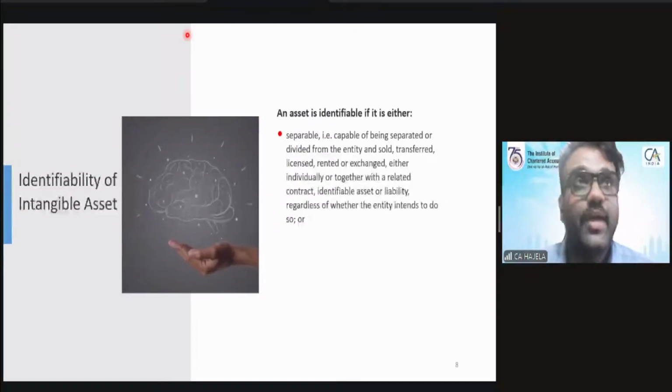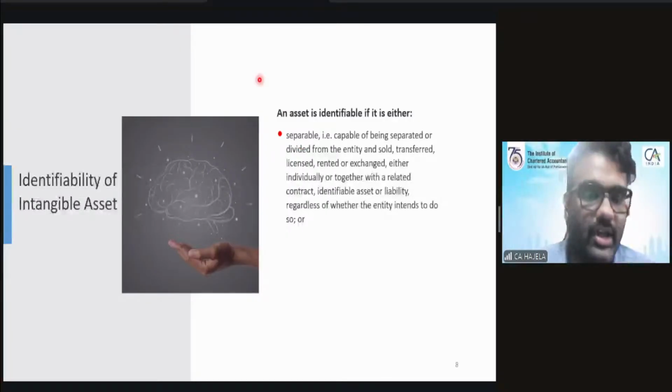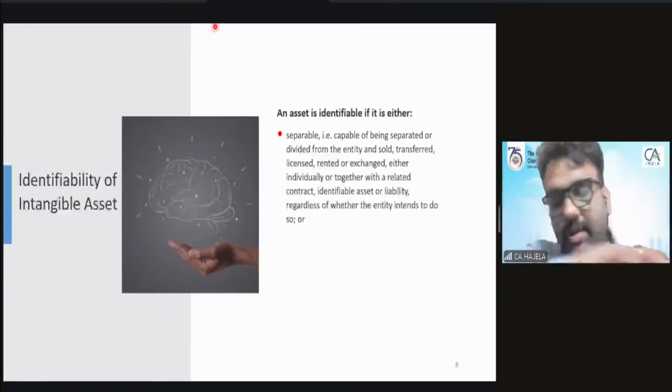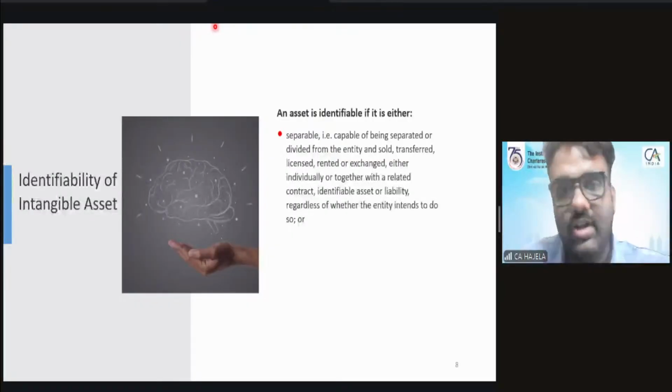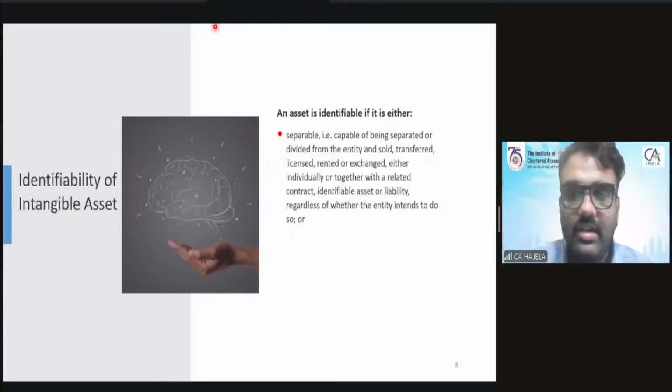See, in spite of being a privilege or edge over your competition, which is giving you economic benefits, the issue is it is not separable from your employees. Now your employees are good, they are more productive, but you cannot separate the productivity from your employees and sell it in the market or license it or exchange it or rent it. That is why those things are not classified as intangible assets.